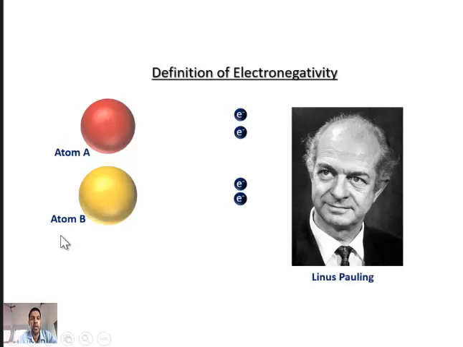Consider an atom A and atom B of different elements. If these are different atoms of different elements, then their power to attract electrons should differ. This is because of their individual atomic properties.